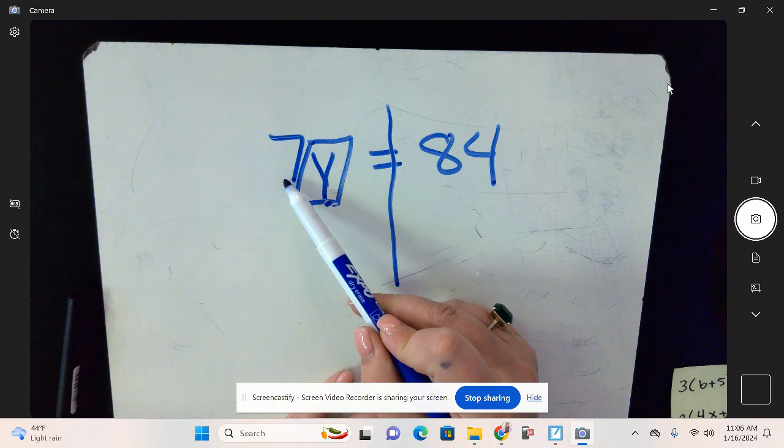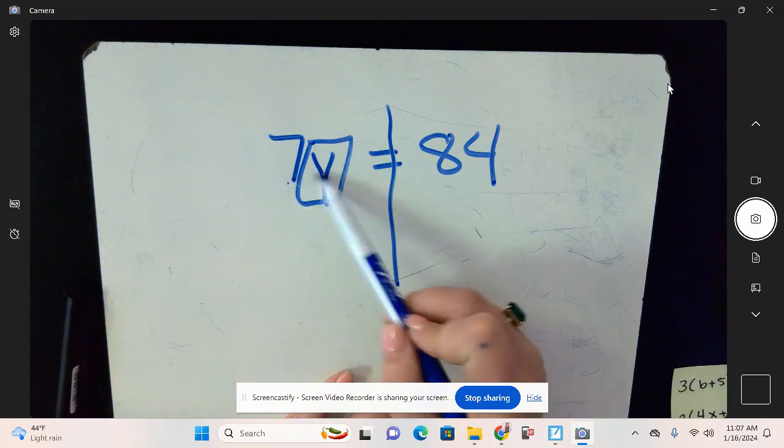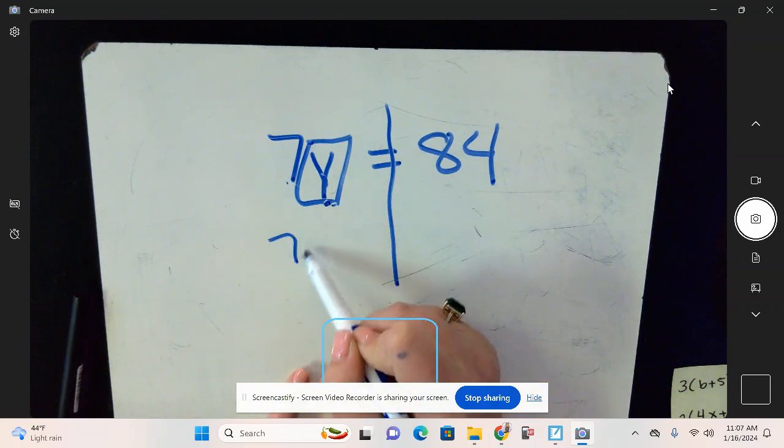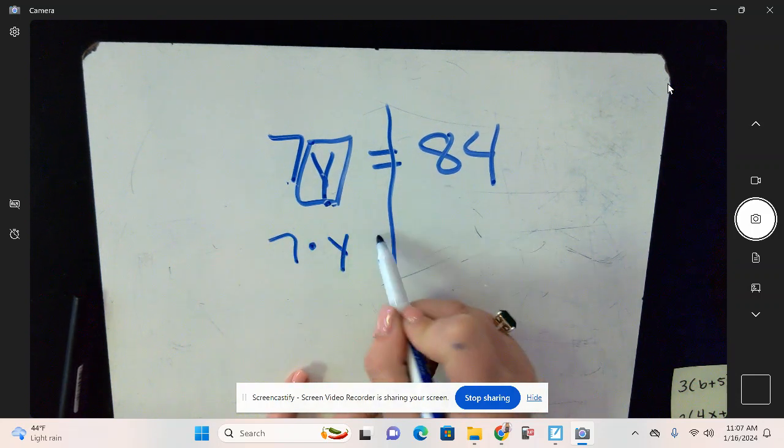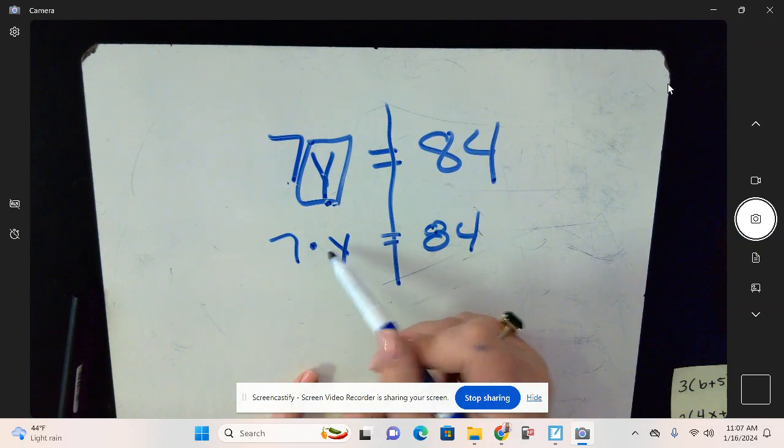When I have a number next to a letter, when I have my coefficient, my variable, you have to remember what operation is going on here. We have multiplication. So I've got 7 times y equals 84. So I have to ask myself, what times 7 equals 84?